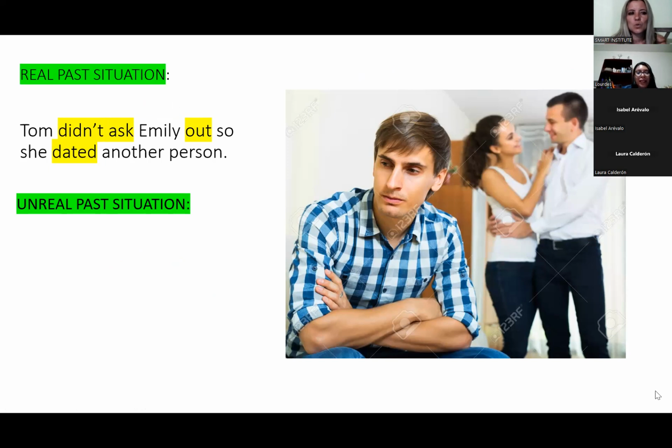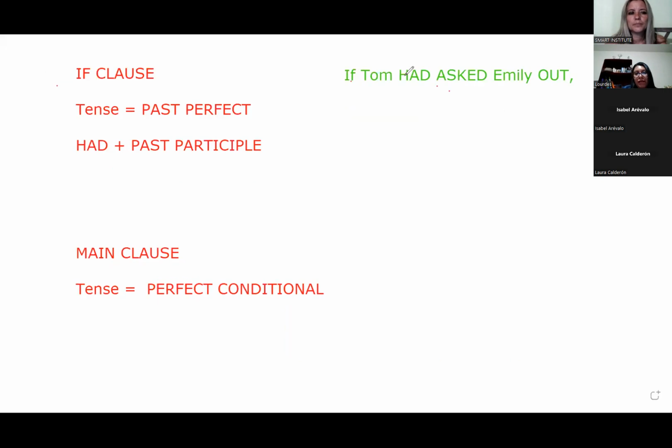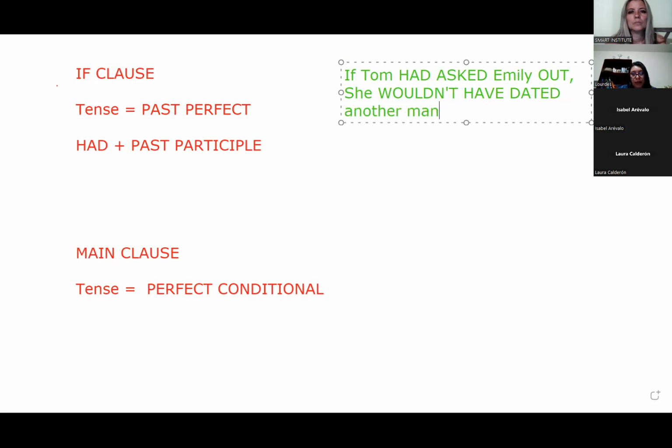Could be she wouldn't... Yes, this is have, negative. She wouldn't have dated. Past participle. She wouldn't, this is correct, this is negative. She wouldn't have dated another man. Yes. This is a hypothetical situation.